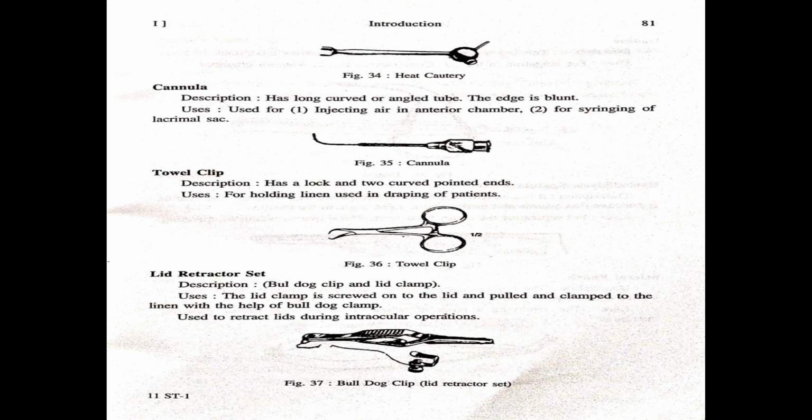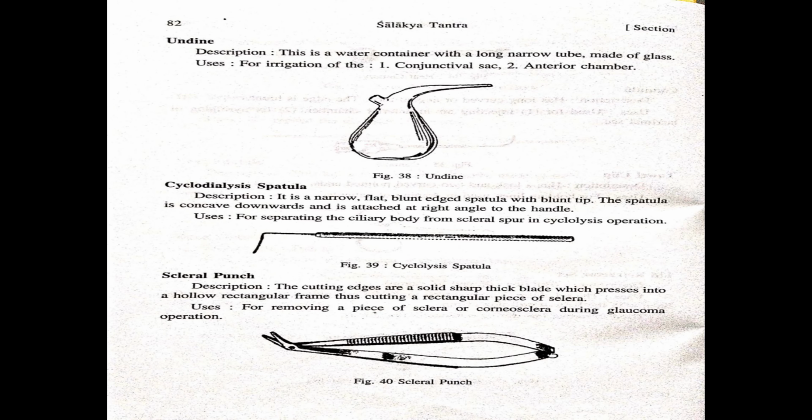Figure 37: bulldog clip, lid retractor set. Undine. Description: this is a water container with a long narrow tube, made of glass. Uses: for irrigation of the 1. Conjunctival sac, 2. Anterior chamber. Figure 38: Undine. Cyclodialysis spatula. Description: it is a narrow, flat, blunt-edged spatula with a blunt tip. The spatula is concave downwards and is attached at a right angle to the handle. Uses: for separating the ciliary body from the scleral spur in cyclodialysis operation.